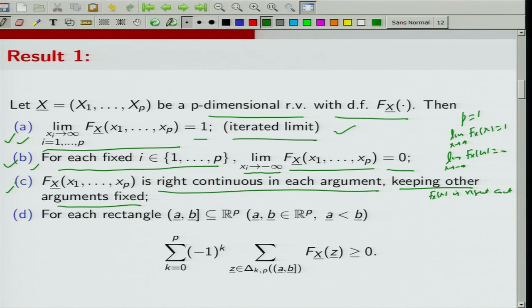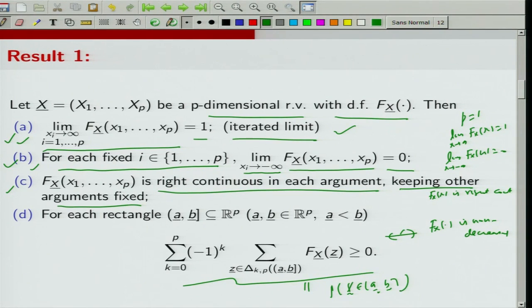Now, in the p equal to 1 case, what we saw is F_X is non-decreasing. Its analog in p dimension is that for each rectangle (a, b] belonging to R^p, this is greater than or equal to 0. We know that this is the same as the probability that X belongs to the rectangle (a, b] is greater than or equal to 0, which is always true because probability is always greater than or equal to 0. So, what we have is a distribution function satisfies these properties. So, let us try to prove them.